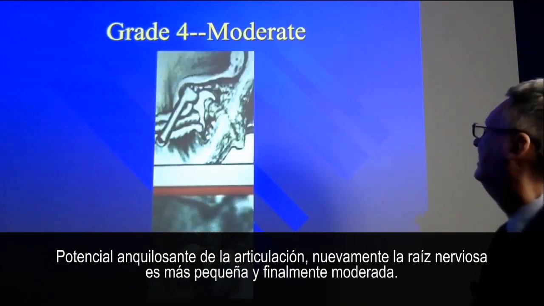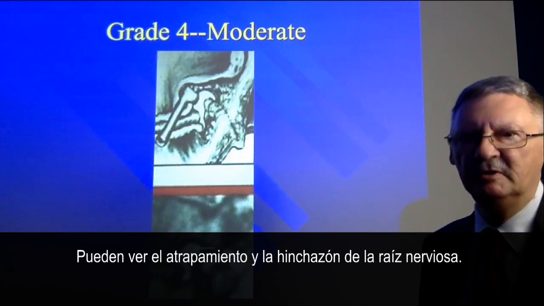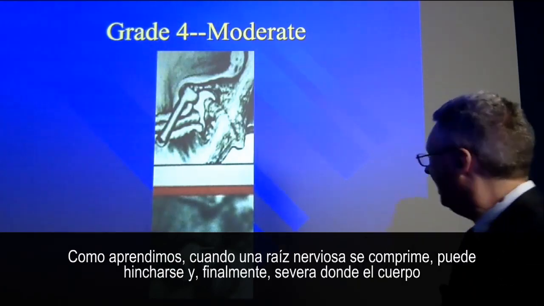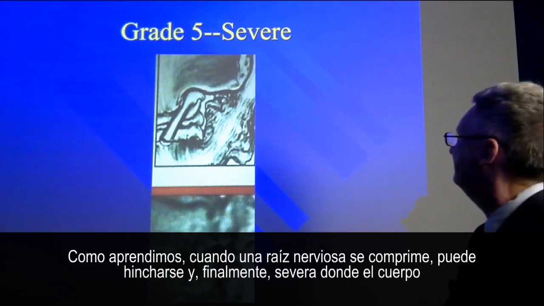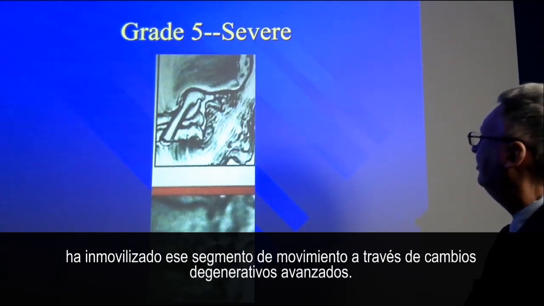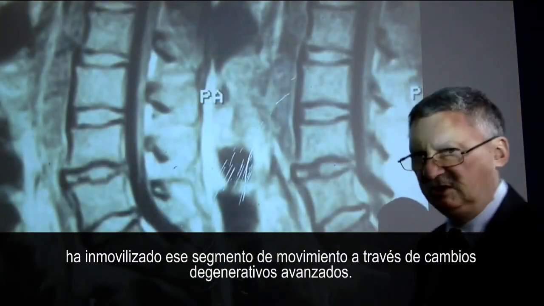And finally, moderate. You can see the entrapment and the swelling of the nerve root. As we learned, when a nerve root is compressed, it can swell. And finally, severe, where the body has, in effect, immobilized that motion segment through advanced degenerative changes.